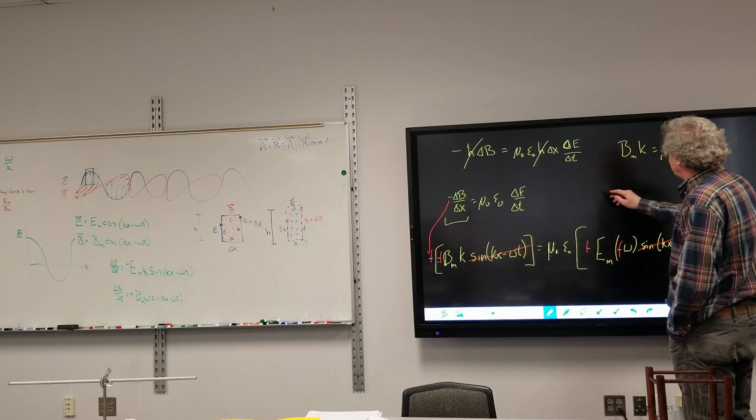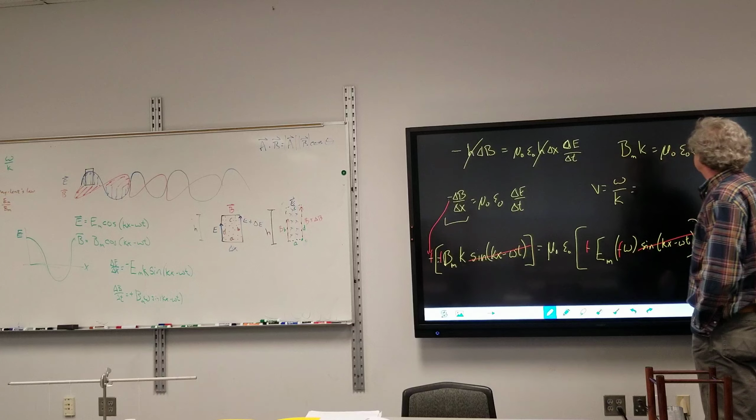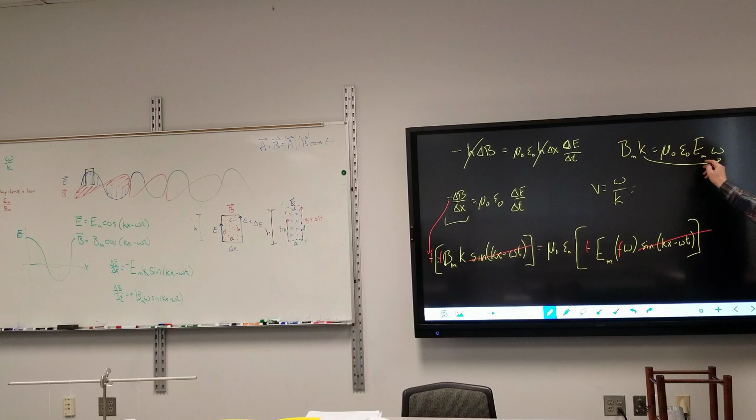I'm trying to find speed. I know speed is equal to omega over k. I bring k over here, and I bring all this stuff over to the other side, and I'm left with v equals B_m over mu sub naught, epsilon sub naught, E_m.